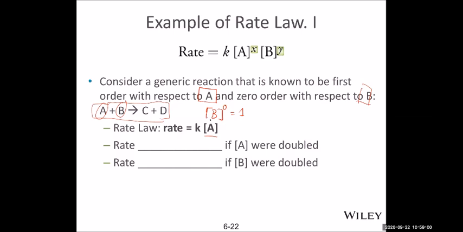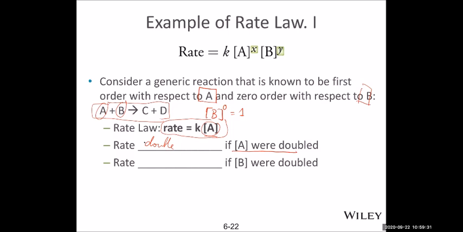Then the rate law becomes: the reaction rate only depends on the concentration of A and is independent of the concentration of B. So therefore, if the concentration of A is doubled, K being the constant, your rate will double. The reaction rate will double if the concentration of A is doubled.